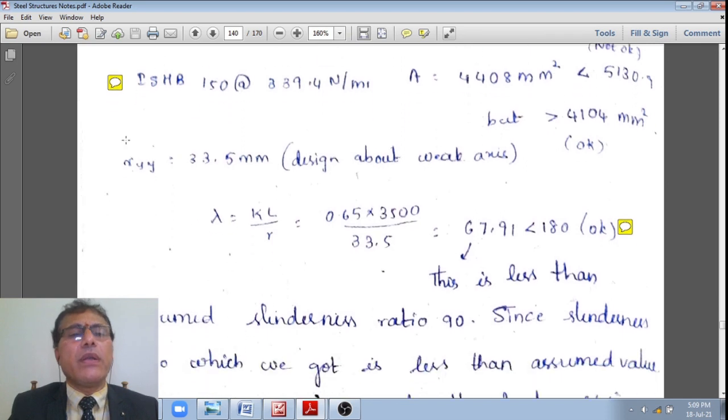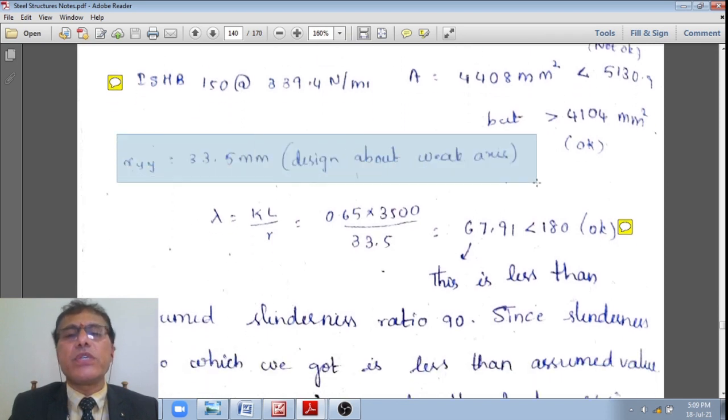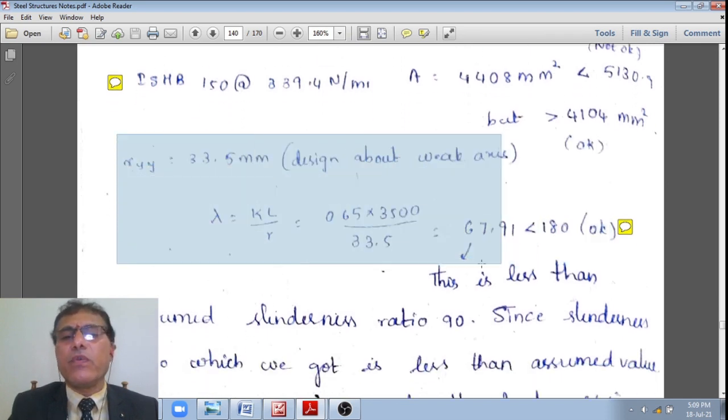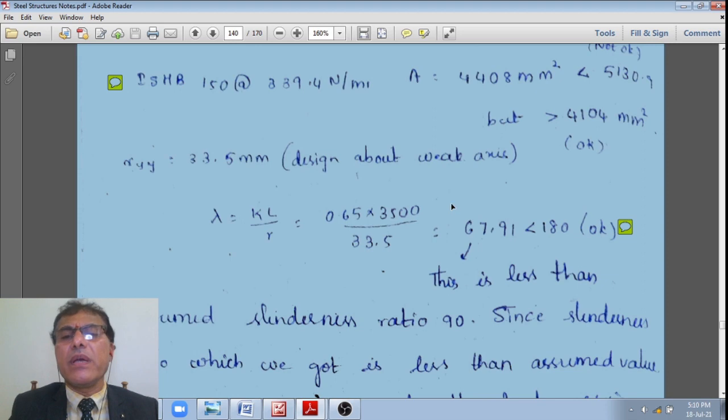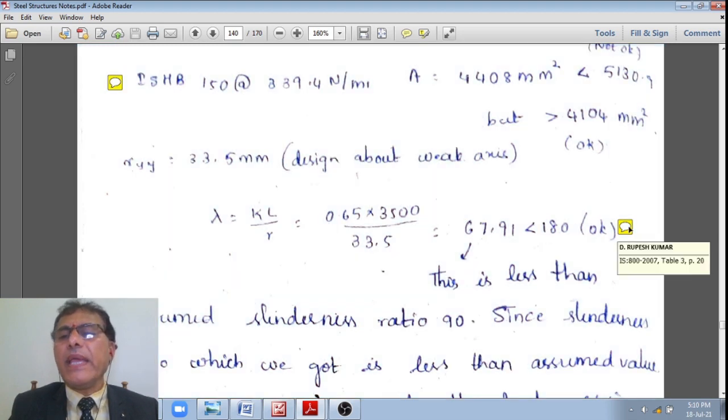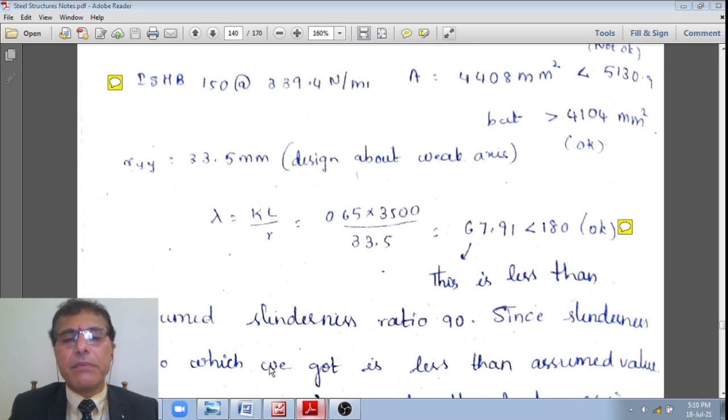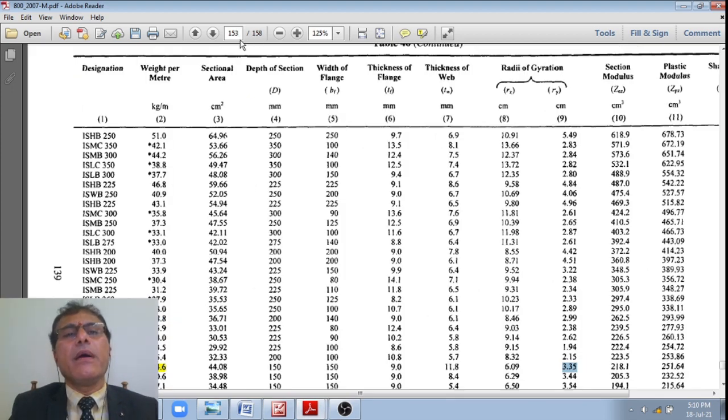Now the slenderness ratio is okay about the weak axis. Therefore, the actual slenderness ratio is 2225 divided by 33.5, which works out to 67.91. It should be less than 180 as per Table 3 on page number 20. Let me go to that page number 20, student.